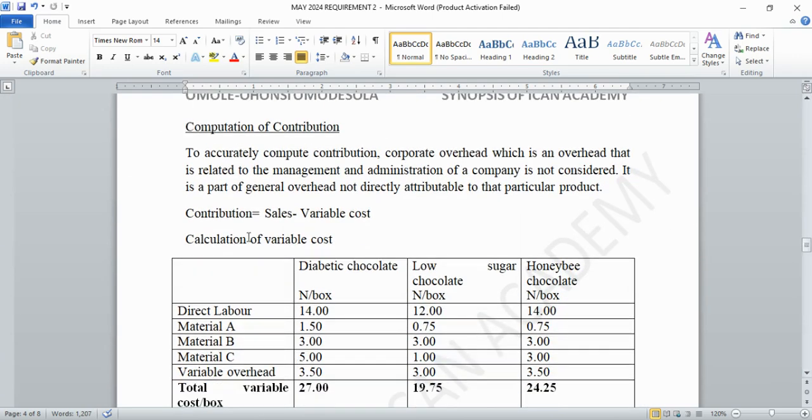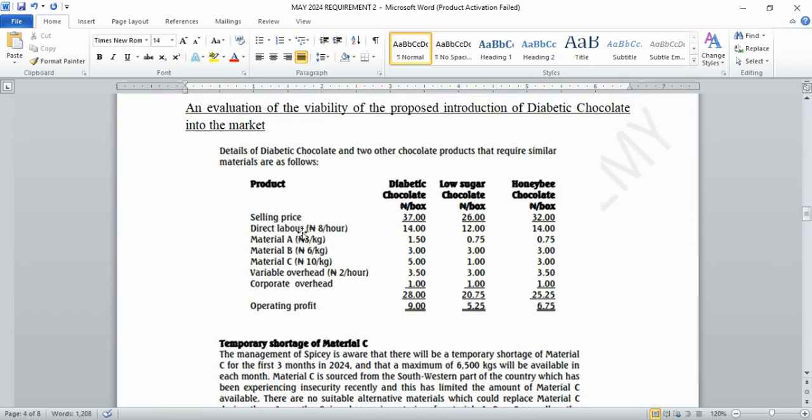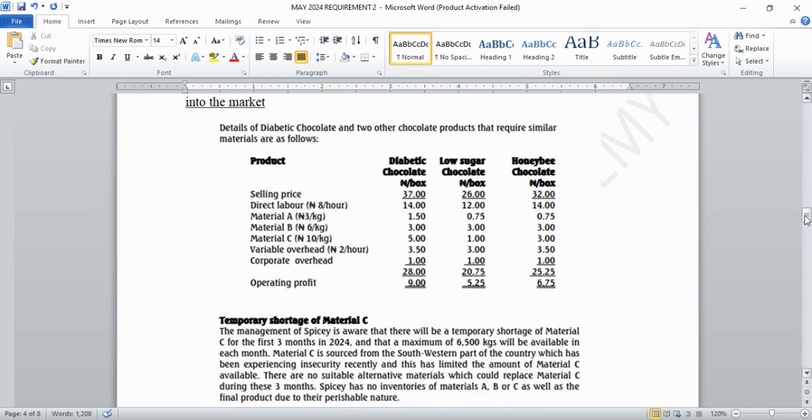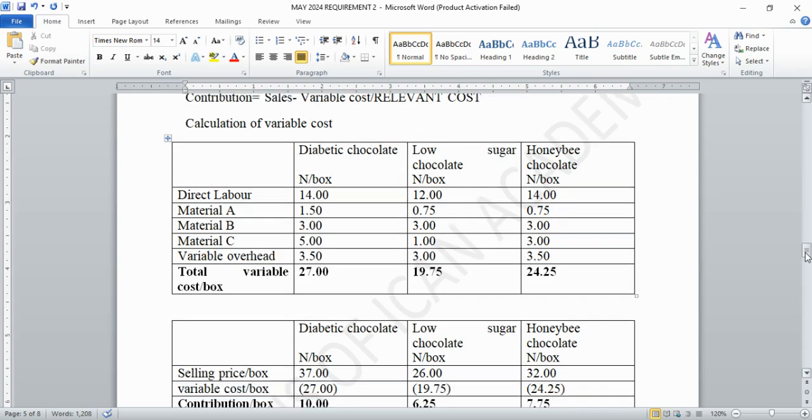Now, sales minus variable cost, you can also say this one is relevant cost. Now, what is our variable cost? Our variable cost is the direct labor, material A, material B, material C, and variable overhead. So we'll just bring it down here: direct labor, material A, B, C, and variable overhead. So this is our total variable cost. The corporate overhead, we will not consider it. We have explained that in detail. Let's not waste time. Let's just go further.